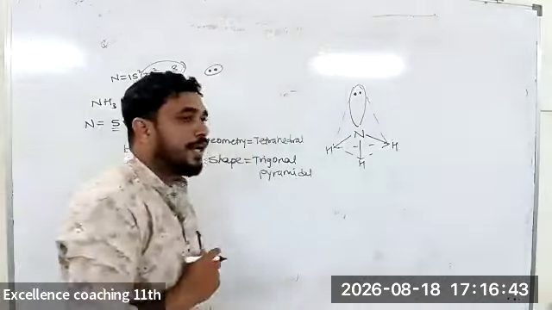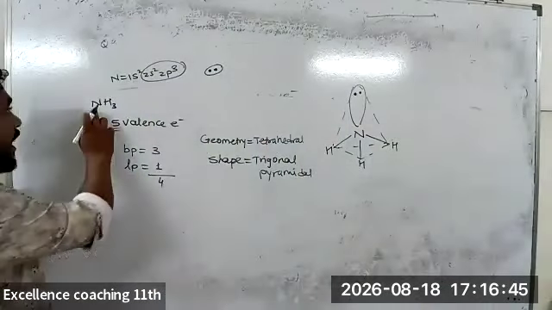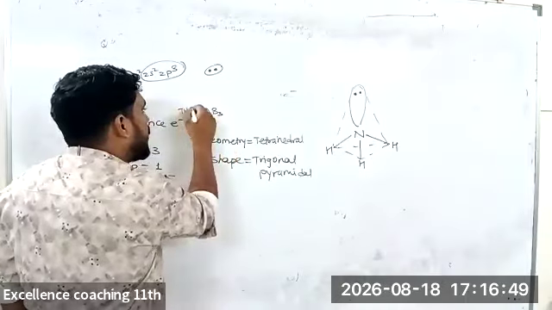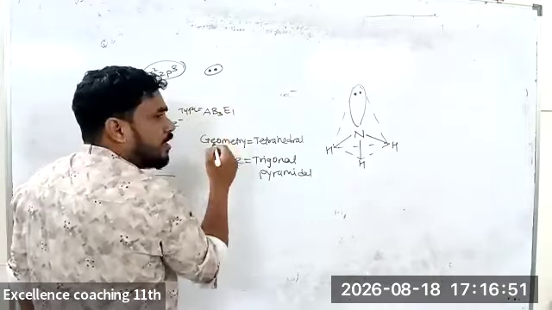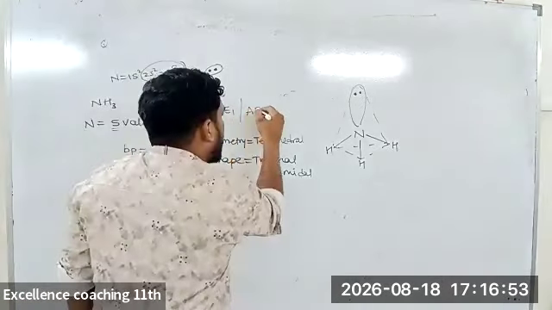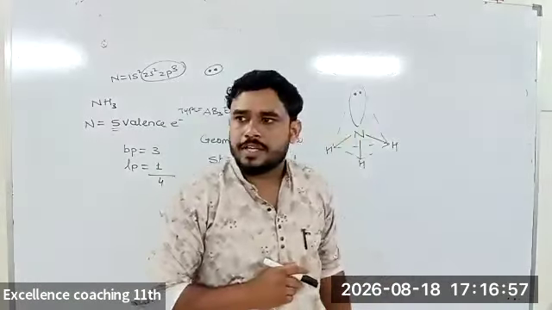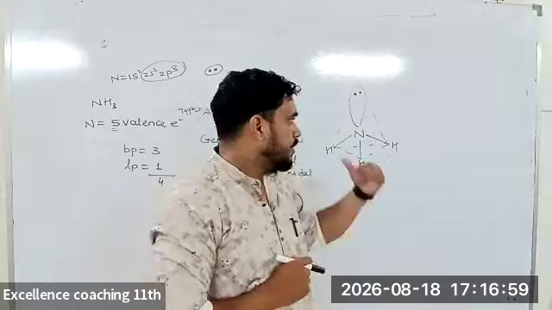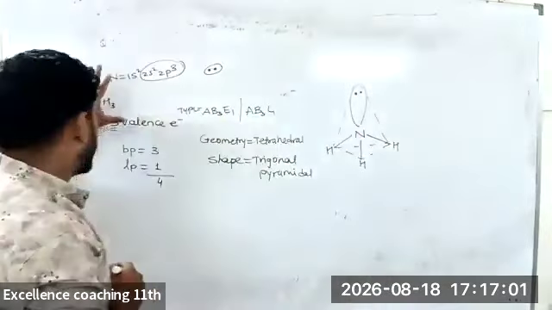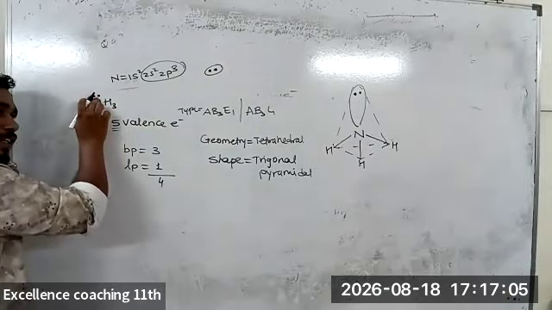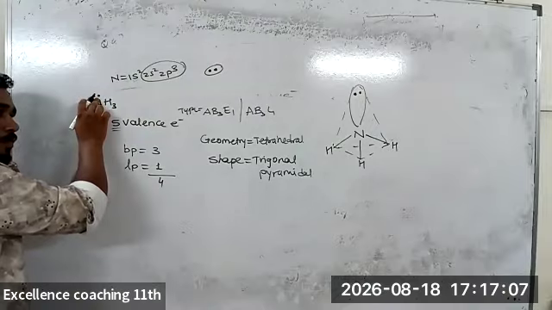Can you tell me the type here? Type AB3E1. Understanding? All those who are not there, please copy this part. This example, NH3. Now it will be clear how the lone pair of nitrogen is drawn.